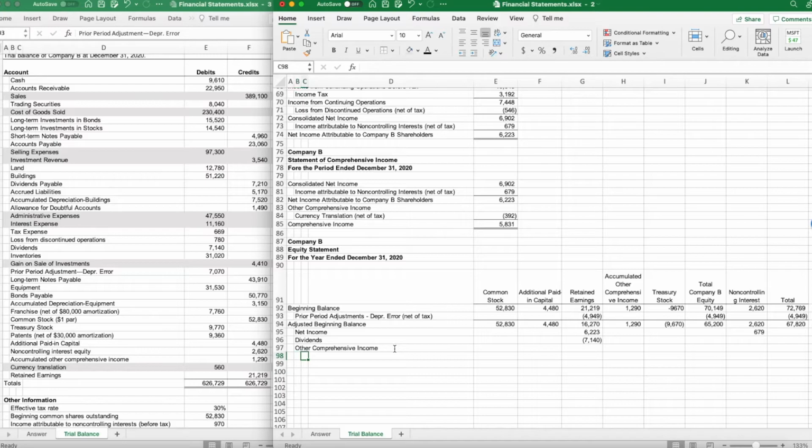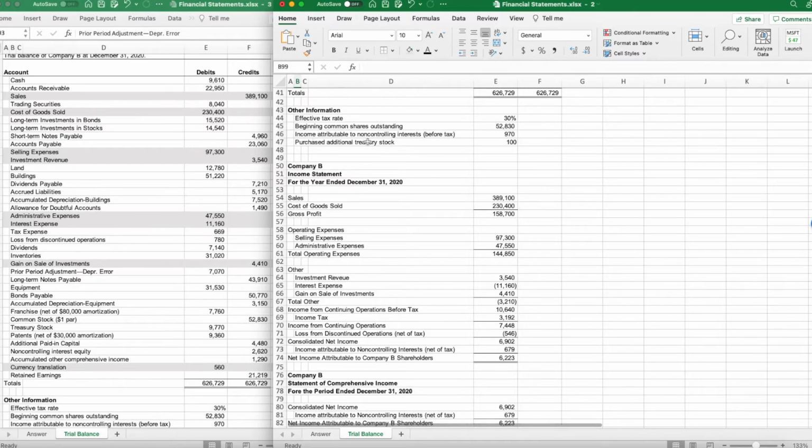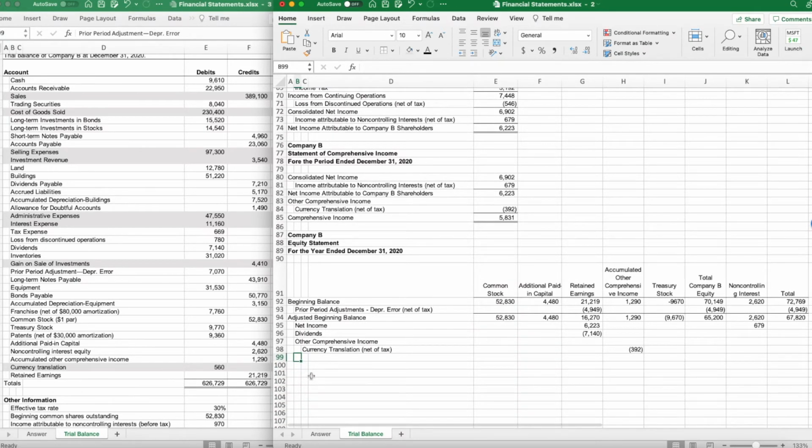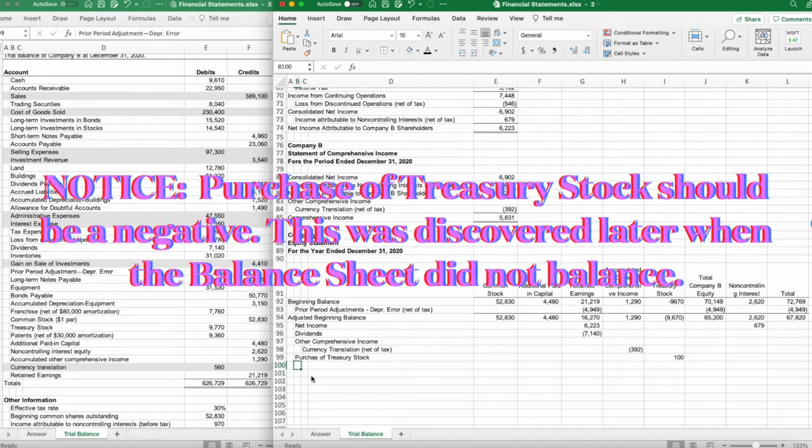Now, our other comprehensive income for the period was our currency translation, net of taxes, and that goes into accumulated other comprehensive income. We know what that was. It's right up there off of our statement of comprehensive income. So there's our other comprehensive income adjustment. And as I mentioned, we have this other information up here that we purchased additional treasury stock for $100. So we will do purchase of treasury stock, which will change our treasury stock amount by $100. So we'll just type that in.